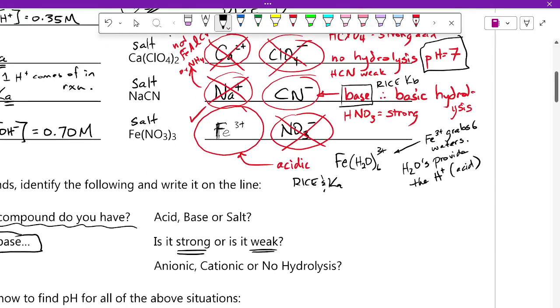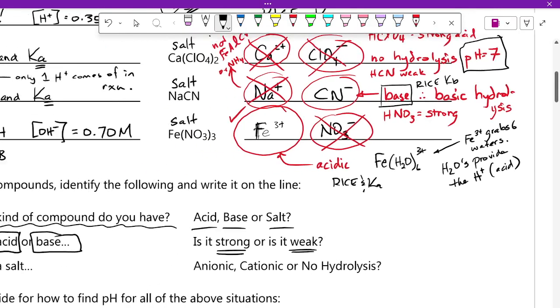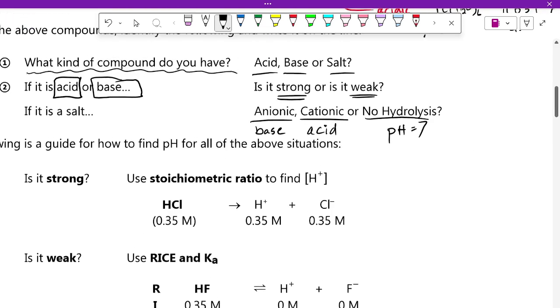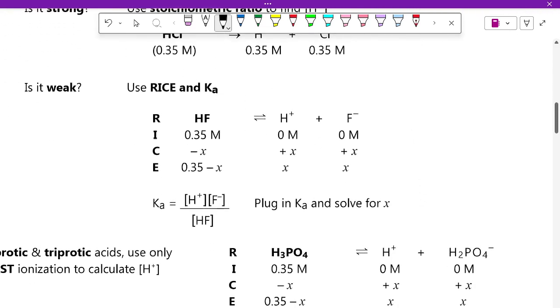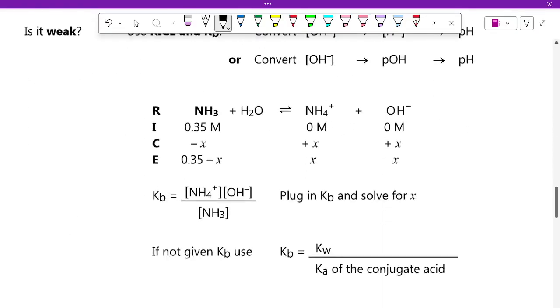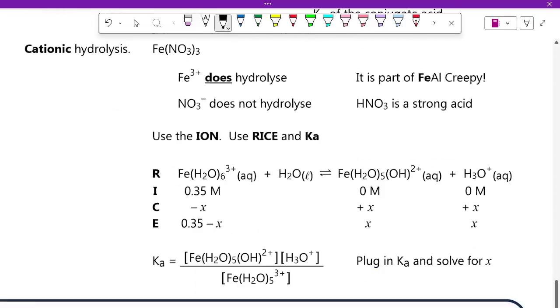So anytime you're given a substance, is it an acid, a base, or a salt? If it is an acid or base, is it strong or is it weak? If it is a salt, do you have anionic hydrolysis, which is going to be basic, cationic hydrolysis, which is going to be acidic, or do you have no hydrolysis, which is going to be pH 7? And then there's just examples for all of these. All the ones where we didn't do the math, all the math is given here. So if you're interested, you can try it.